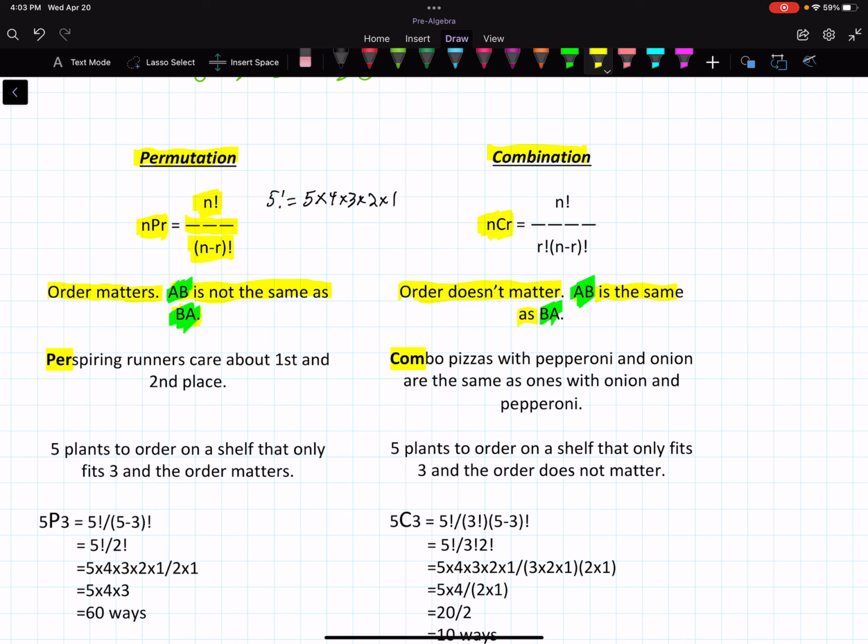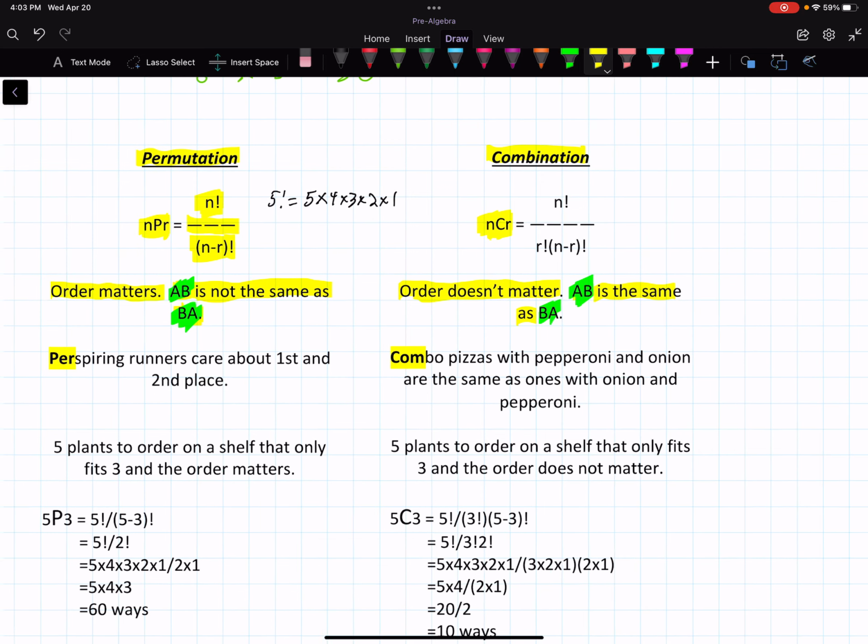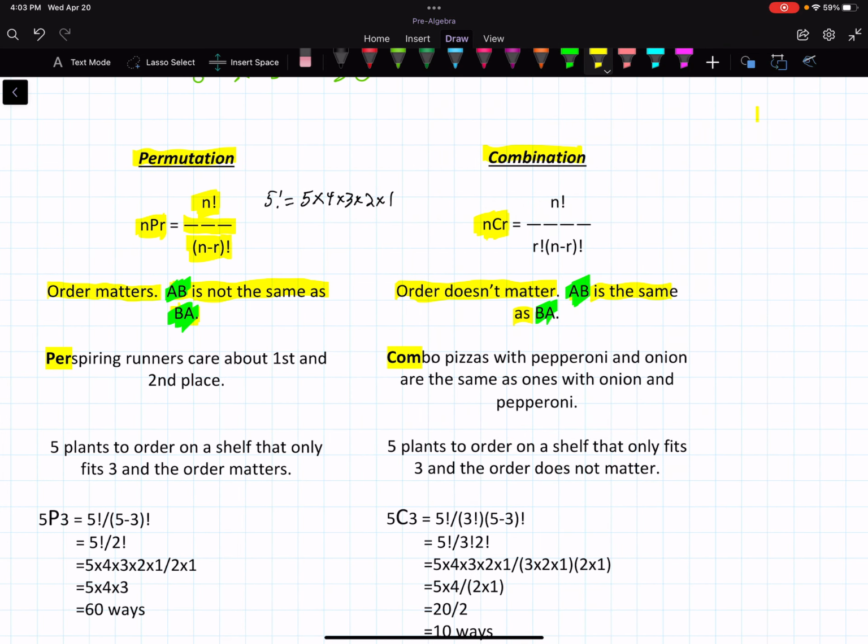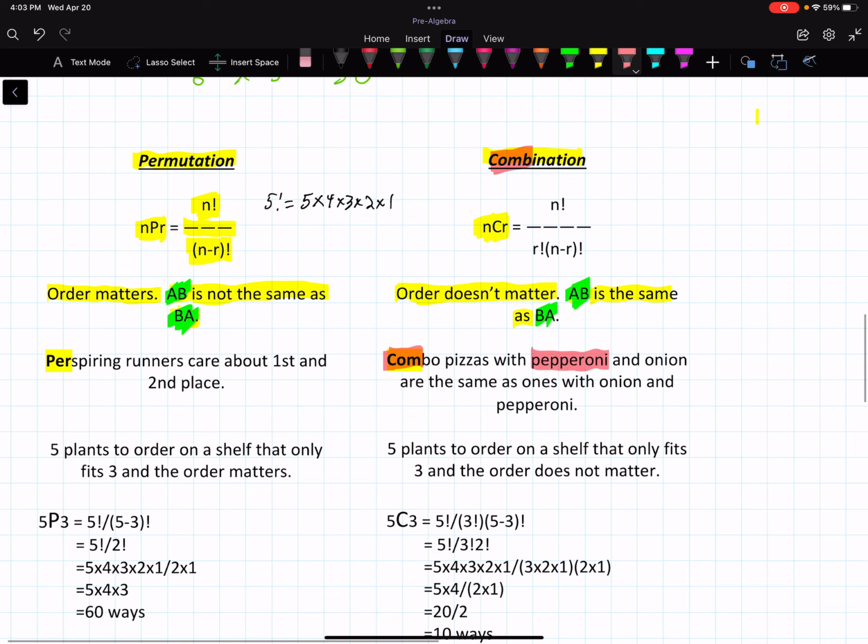And how are these two? What kind of English situation and wording do you need to look at? Well, I always look at the word combo in combination. Think about it as ordering a combo pizza. If I order a pizza with pepperoni and onion, I consider that the same as ordering the pizza with onion and pepperoni. So the fact that I have pepperoni and onion is what I'm worried about, not the fact that pepperoni came first and onion came second.